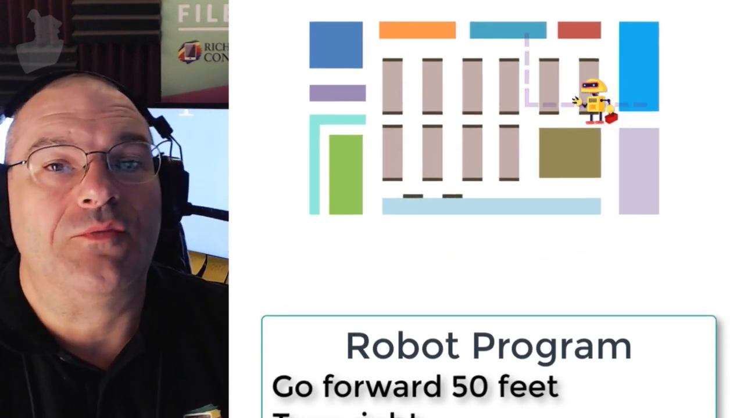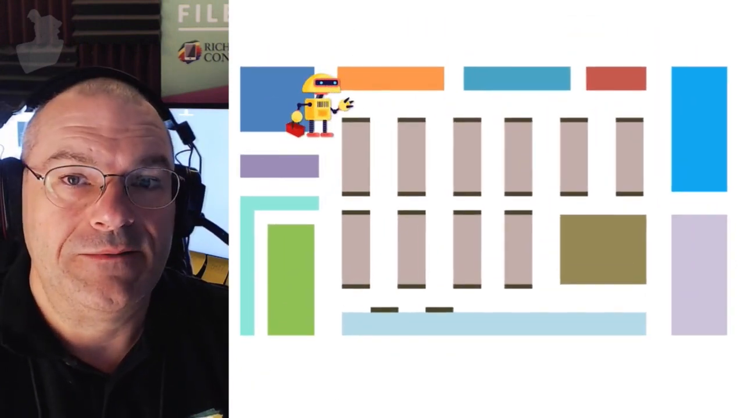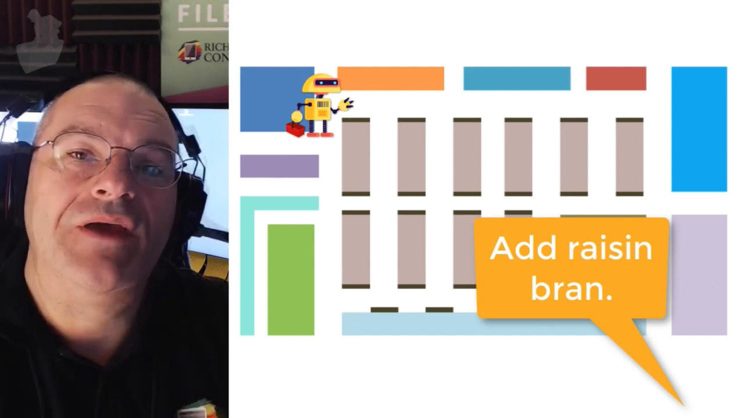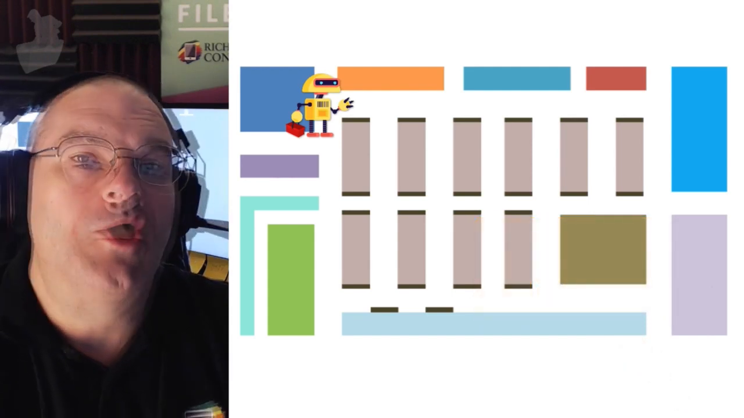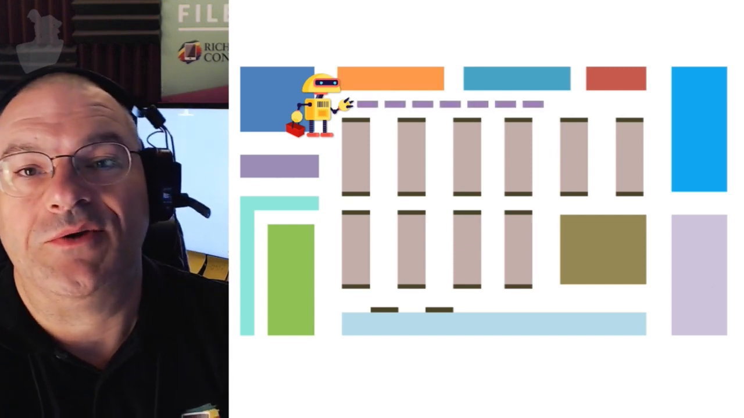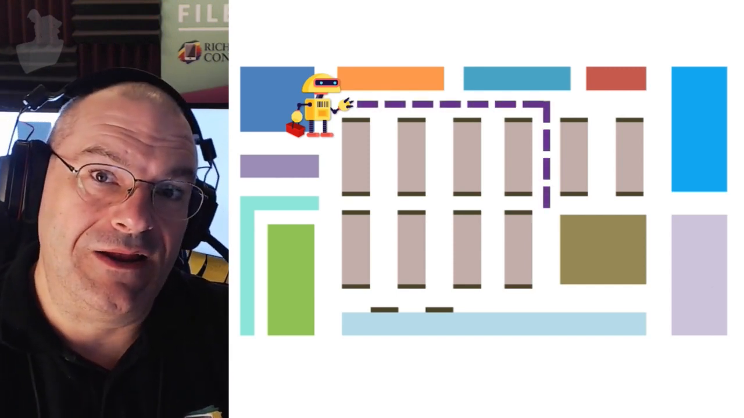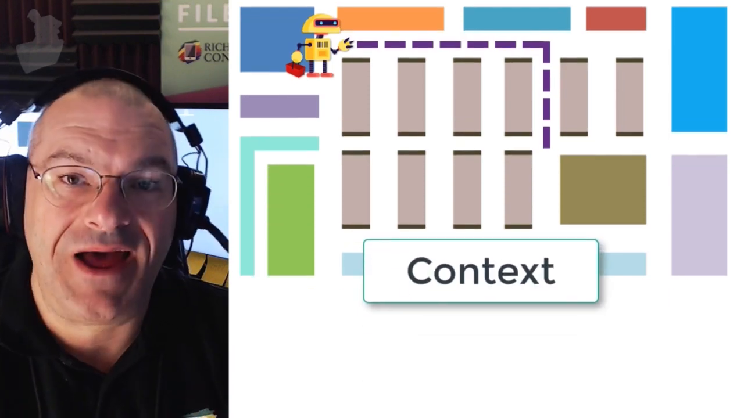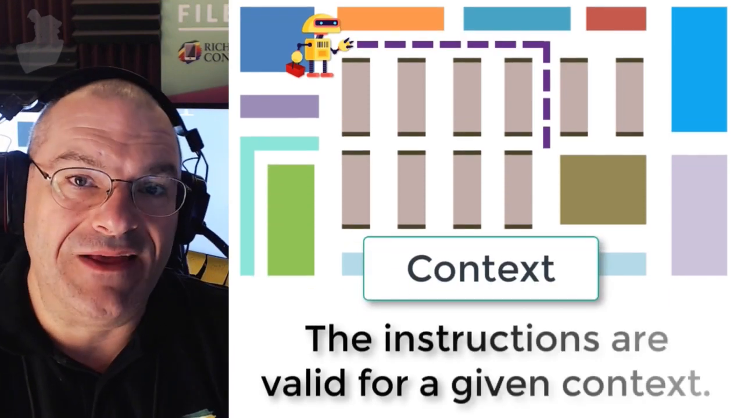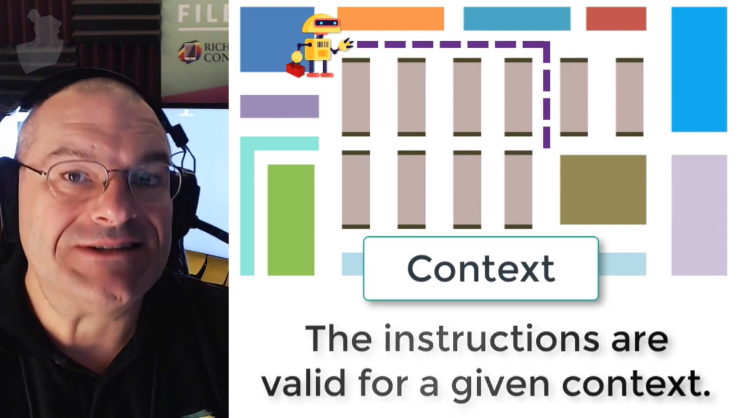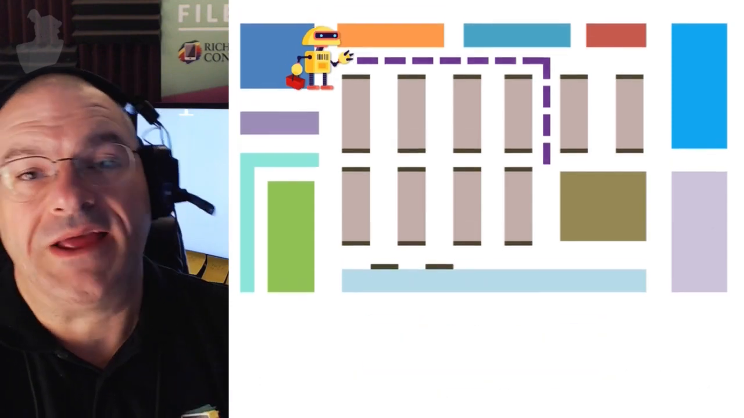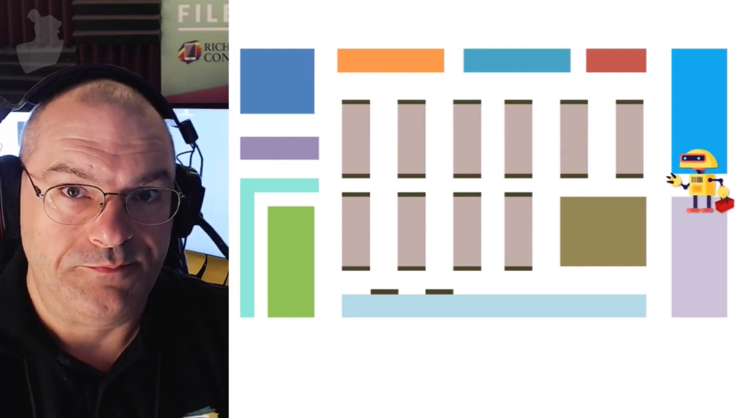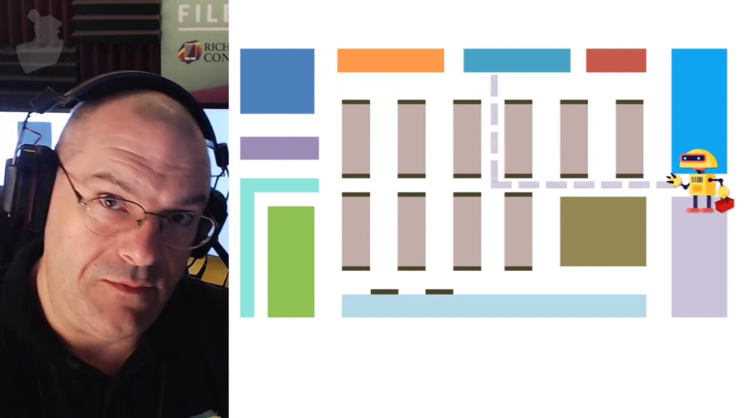But what if the robot was on the other side of the building and you said, oh, I want to add Raisin Bran to this order, and you give the robot the same instructions? Well, going forward 50 feet and then turning right and then looking to the right again will get you something totally different. And that describes the issue of context. The instructions are valid for a given context, right? And so in the robot case, you might tell the robot before it does anything else, come to the front of the store and reset, and then start from there and then move forward.